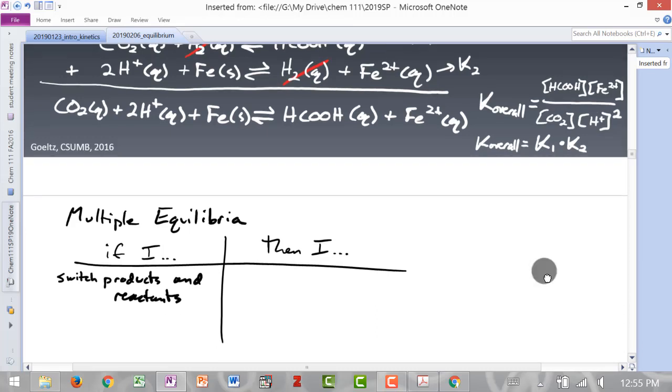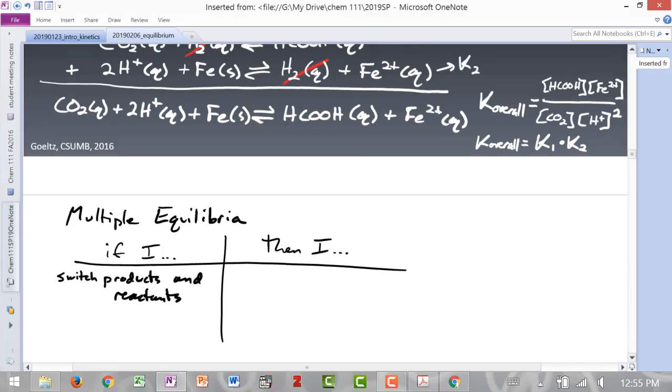I switch products and reactants. What do I do to the equilibrium constant? Inverse them? Yeah, take the inverse. Exactly right.